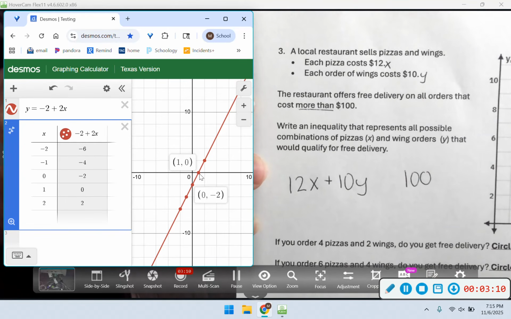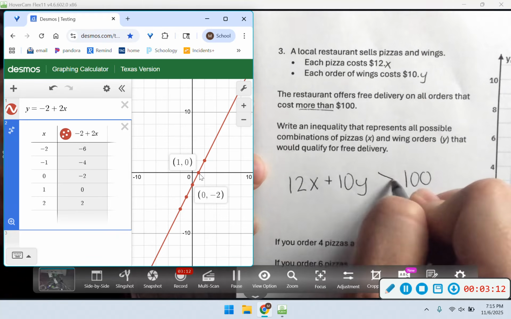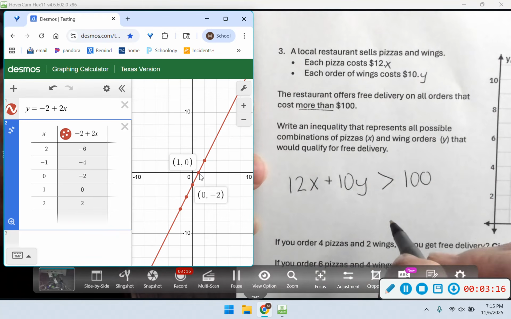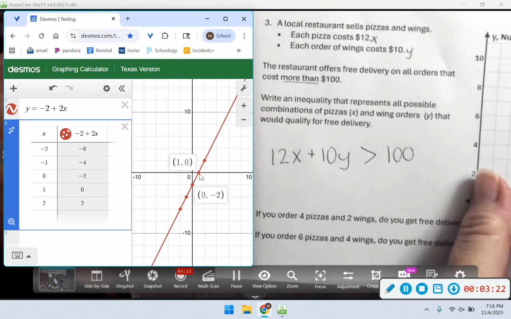Well, if I want it to be more, that obviously is not less, so it's going to be greater than. And it says more than. It does not say more than or equal to, so it's not equal to. It has to be more than 100, so just greater than.